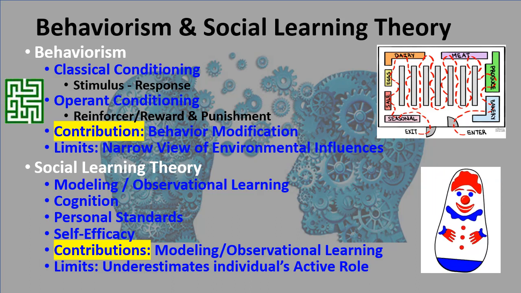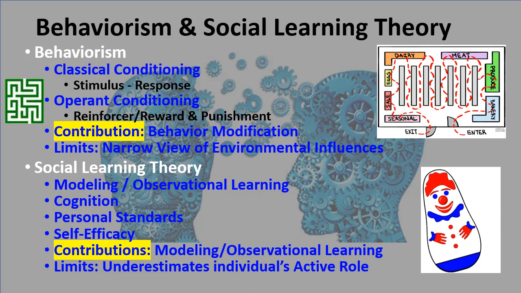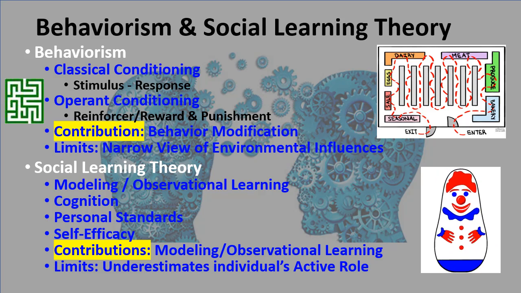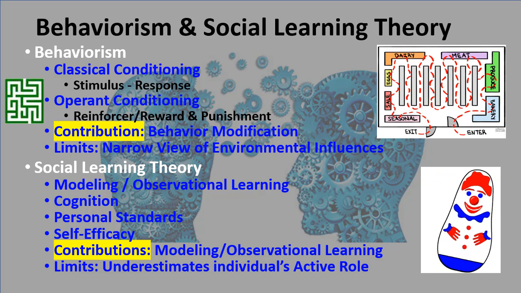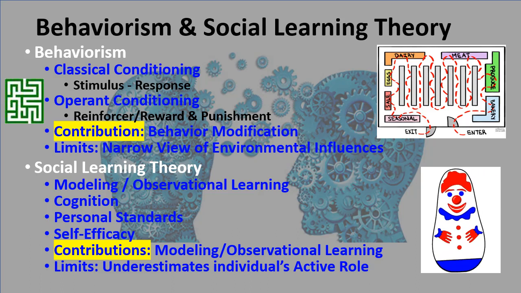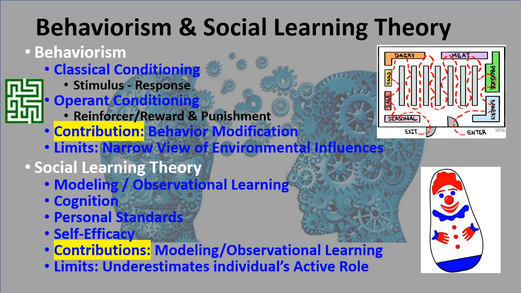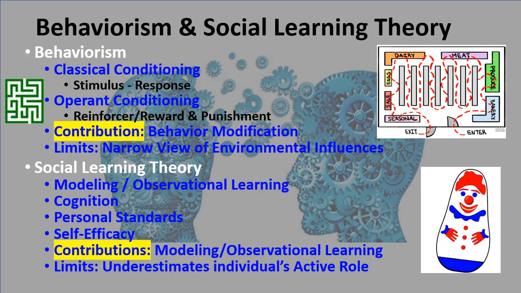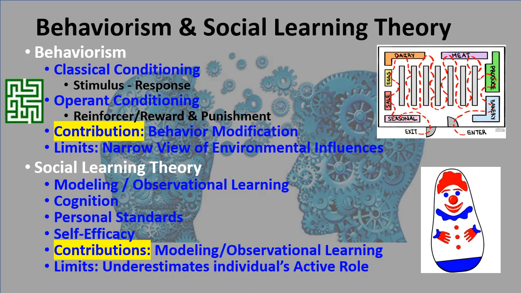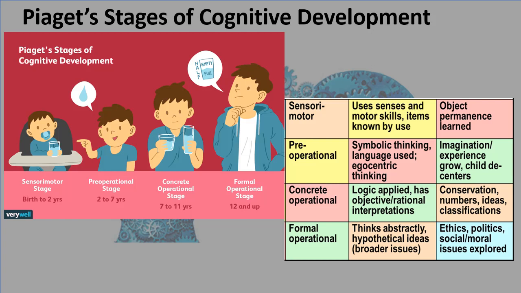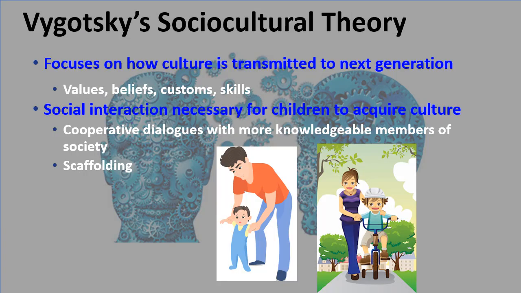And then social learning theory comes from Bandura and Vygotsky. Modeling, monkey see, monkey do, if you want to call it that, and learning from watching other people. And then you have cognitive development, our abilities to think and our intelligence. Piaget will be the first big name that you get with that.